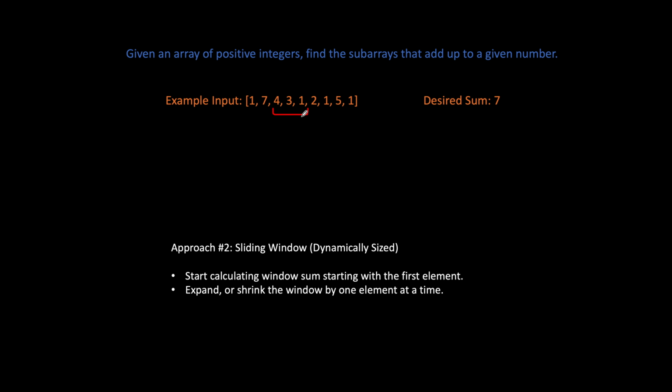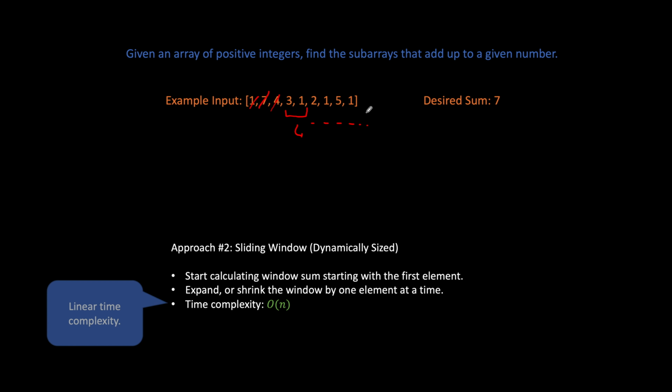And we're going to continue expanding it, it's going to be 8, which is more than 7, so we're going to have to shrink it, which is 4, and we're going to continue doing this, and find all the subarrays that add up to 7 and just return them. And the time complexity is O(n) because we are processing each element only once while we are sliding the window. And that ends up being linear time complexity.